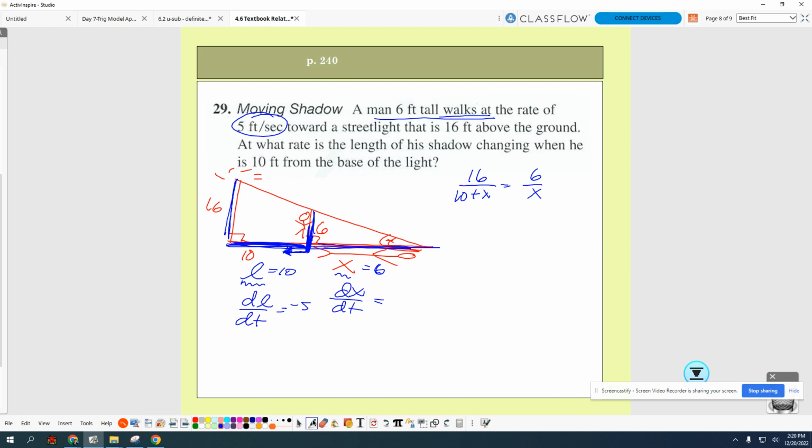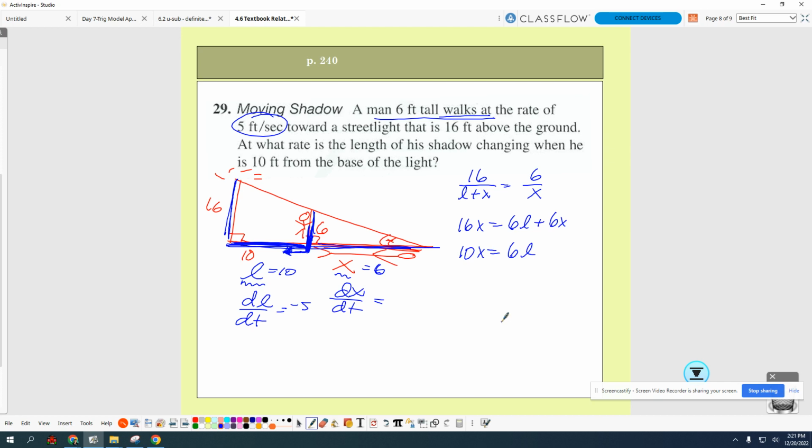Is the 16 changing? Is the height of the lamppost changing? Is the height of the man changing? And X is the length of the shadow. So the thing that we need to swap out, 10 isn't always 10. It's changing also. So we're still going to do what Carmen said, cross multiply. So 10x equals 6L.